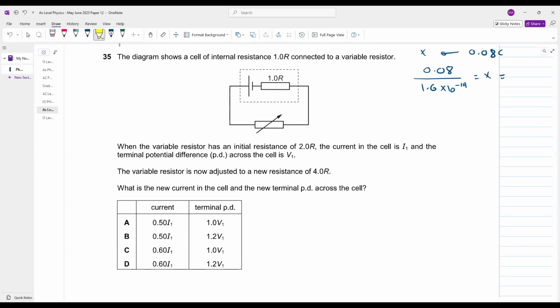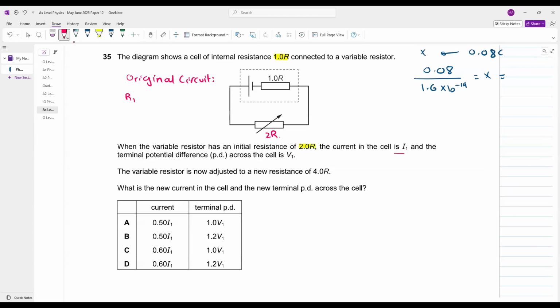अच्छा जी, let's read out this question. The diagram shows a cell of internal resistance 1R connected to a variable resistor. Okay, when the variable resistor has an initial resistance of 2R. अच्छा जी, variable resistor की initial resistance क्या है? 2R. The current in the cell is I. Okay, so you can say this is the current state. Current state अच्छी बात नहीं लग रही मुझे. What you can do is original circuit ये कर देते हैं.